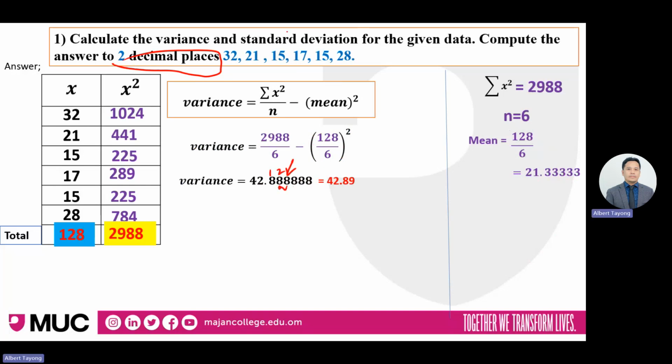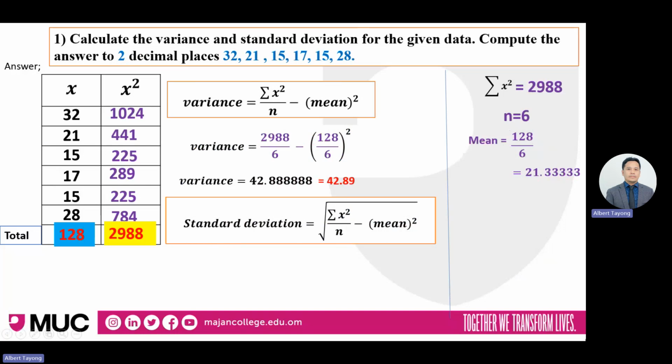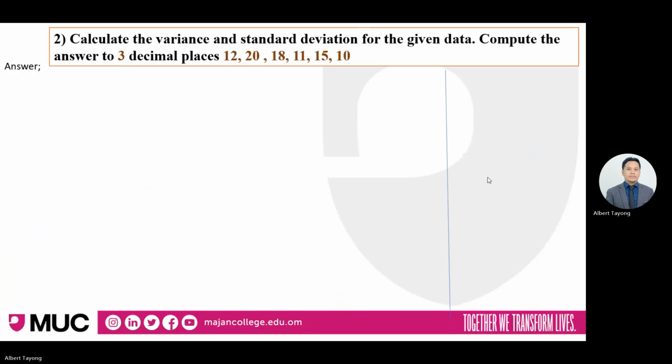Okay, so it's very simple to find the variance. We just have to get the sum of x squared over the total number of items minus the mean square. So the standard deviation is the square root of the answer above. The square root of the variance, 42.89, equals 6.55 something. Okay, so I hope this is clear. Let's proceed to the next.